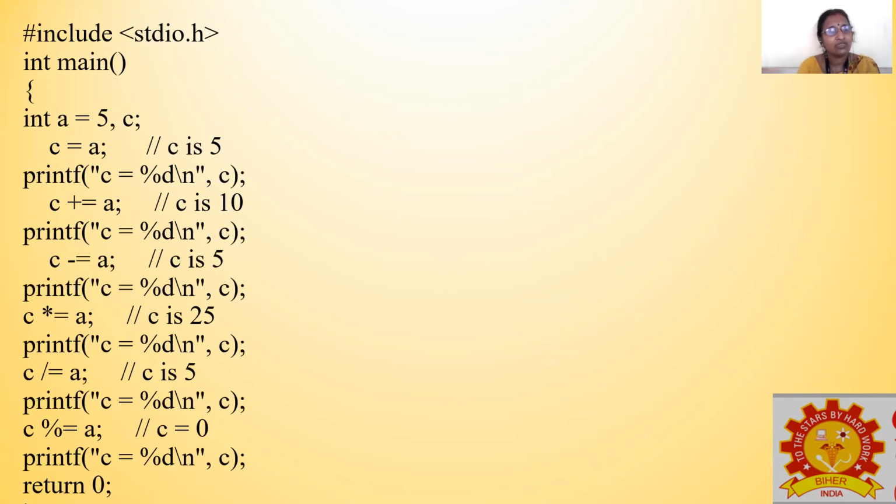Next, C modulus equal to A. C modulus equal to A means what? 5 mod 5 equal to 0. So this is the program. If you run the program, you get the result.